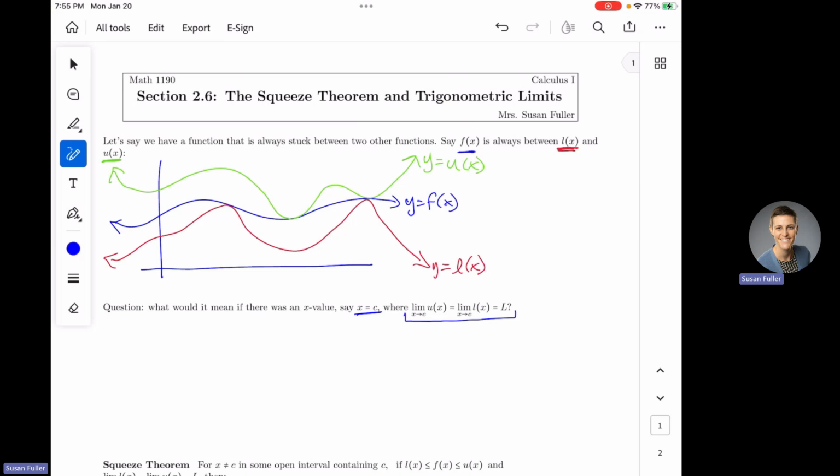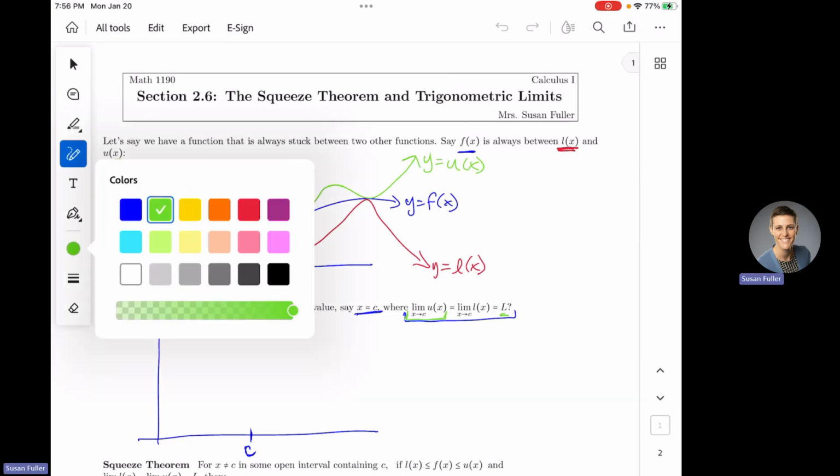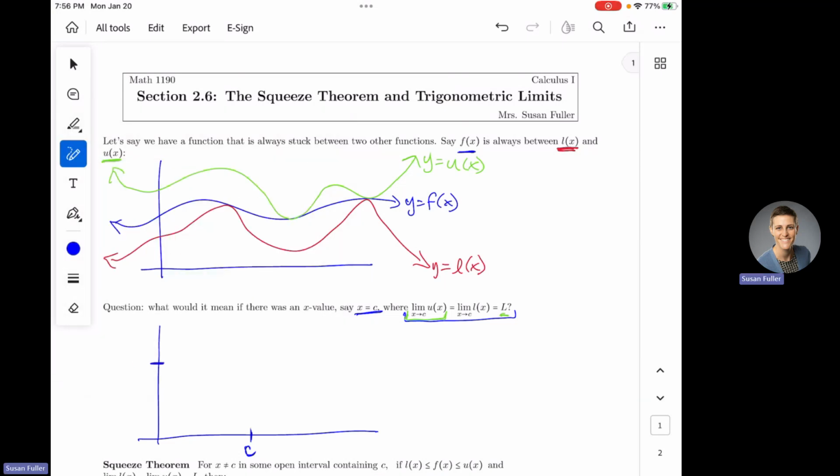Okay, so what would that mean? All right, so let's draw this. So I have x equals c. I'm going to put that right here. And I know that I'm going to color code this. Let's see. u is green. So let me come to green, right? So the limit as x approaches c of u of x equals L. So let's say L is my y value over here.